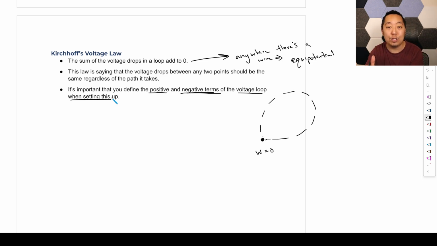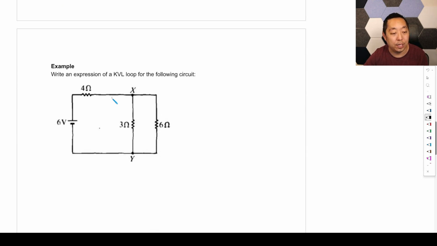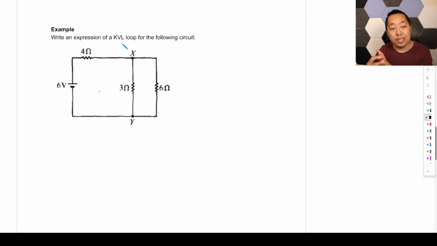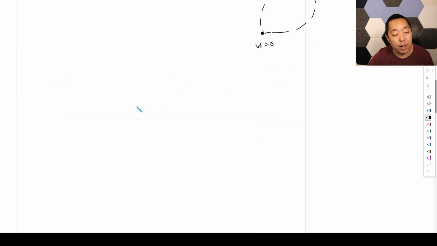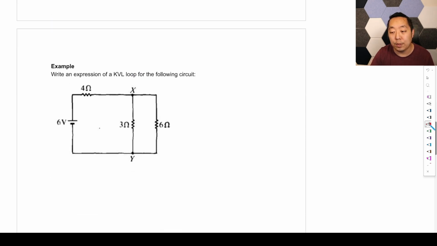So let's go through some examples so you can see how this operates. Write an expression for the KVL loop for the following circuit. So you see the 6 volt source here. I don't know if you noticed that in the circuit element, the longer side is the positive side. For KVL, you want to be labeling these positive and negative. So that's positive and negative 6 volts. How you label the rest is up to you, but I'm going to do it like this: from here to here, and then from here to here.